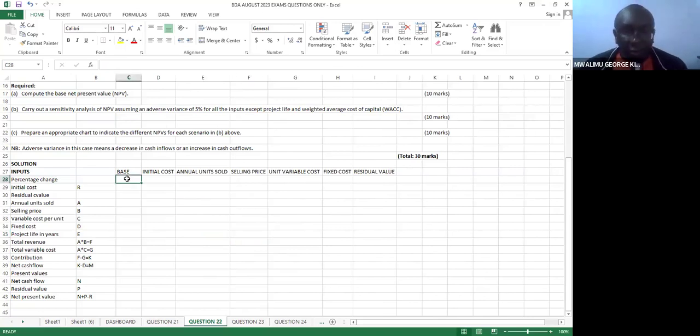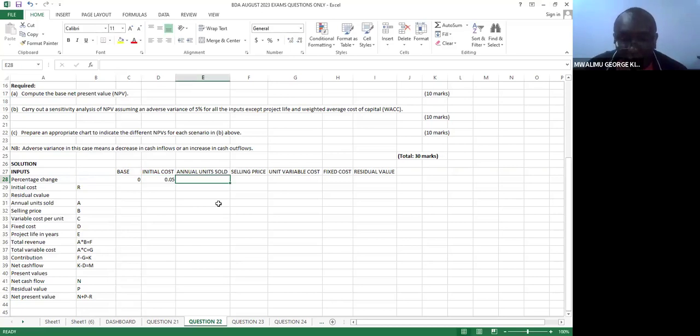So for the percentage changes, we are told it is going to be advanced. That's what the question here is saying. We are going to have advanced here. So if it is advanced, when costs has an advanced variance, it means it is an increase. So this one is just 0 because it's the base. But then this one will be a positive 0.05.